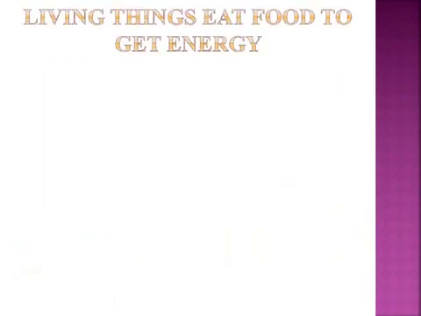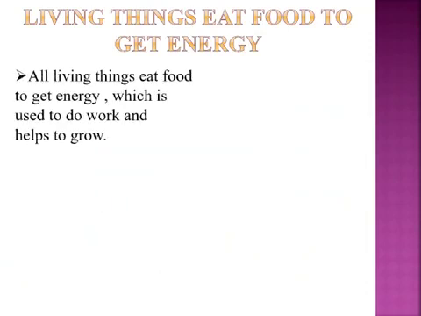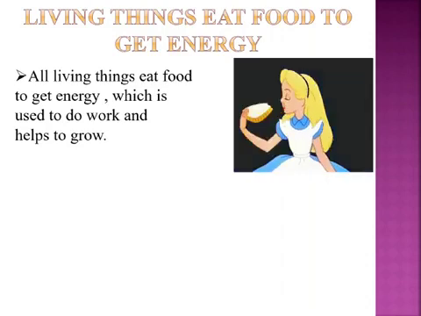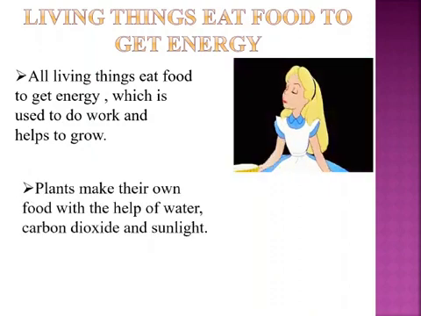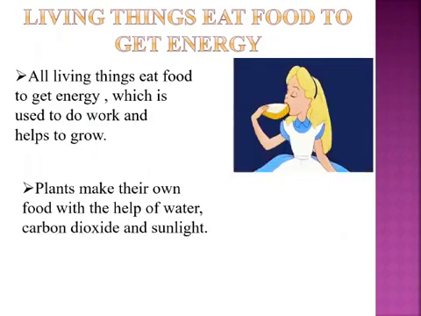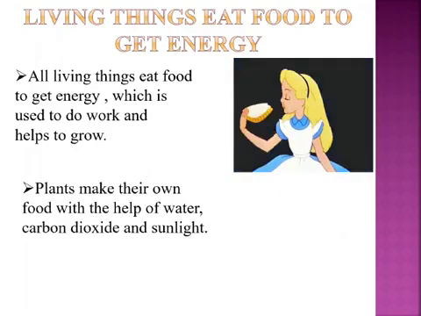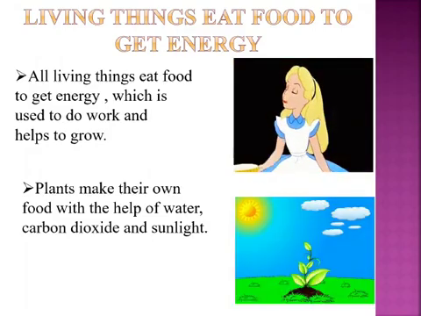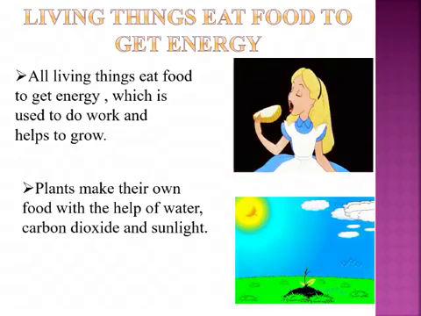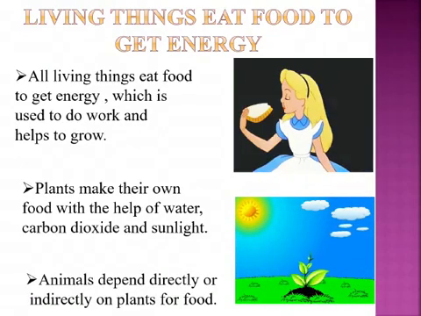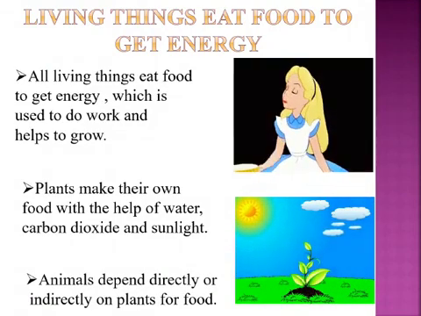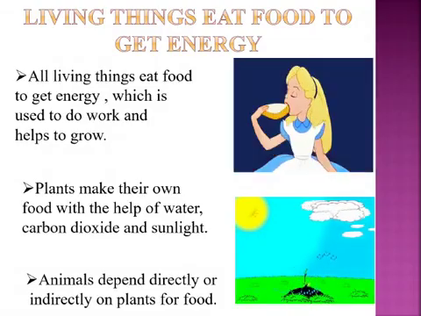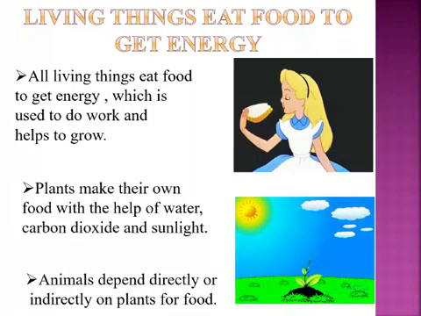Next feature is living things eat food to get energy. All living things eat food to get energy, which is used to do work and helps to grow. Plants make their own food with the help of water, carbon dioxide, and sunlight. Animals depend directly or indirectly on plants for food. Thus, food is the main energy giver to us.